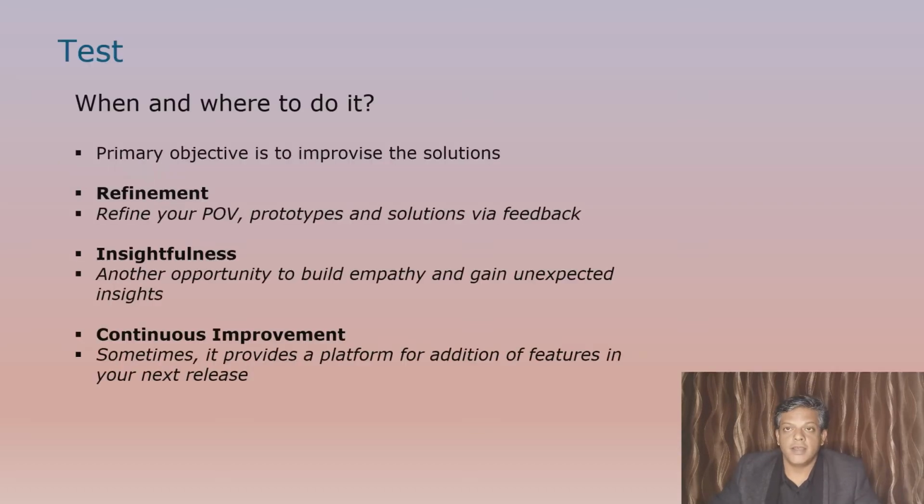This stage is the test stage, which is naturally sequential to the prototyping stage. Once you have developed your prototype or pilot, you obviously need to test it as to how it's actually going to perform eventually. This is the last and final stage of design thinking, testing. It's all about when and where to do it. The primary objective is to improvise the solution. Is there something more that we can add to it? Is there a feature here or there that we are missing, which we can incorporate into the MVP before the product is finally released into the market?